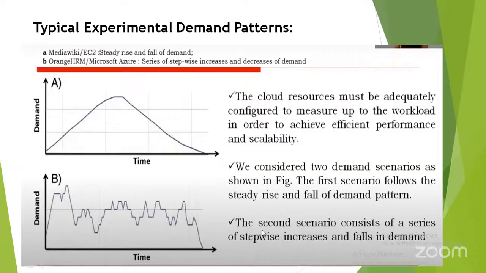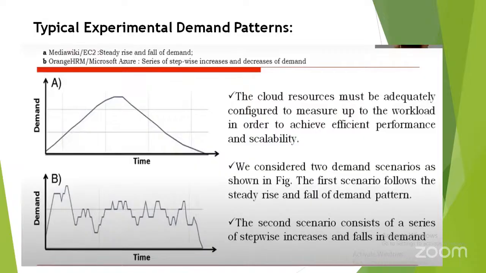So we consider two demand scenarios as shown in the figure. The first scenario is a steady one, the second scenario consists of a series of stepwise increases and falls in demand. The first scenario follows steadily, in the sense that when time increases, demand steadily increases. After some peak time, it slowly falls down. The graph is very clear. Whereas in the second graph, sometimes it falls down, sometimes it increases. That is the second scenario.